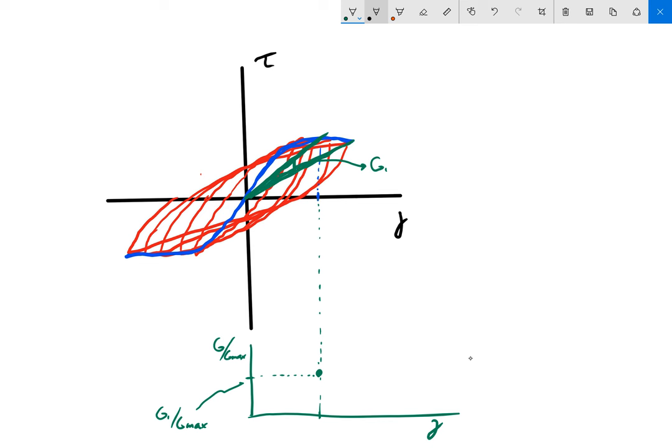And then for maybe this value of strain, this slope here may be equal to G2. That slope's going to be G2 over G max. And the point of these curves then is that it's going to give us this shape or the function that we can use to predict the backbone curve for this particular soil. That's the whole point of modulus reduction curves.